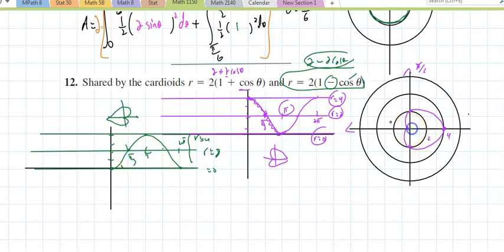At 0, I am at 0. It increases. By the time I hit pi over 2, I am at 2. There's pi over 2 and there's 2. It keeps on increasing. By the time I hit pi, I am at 4. There's pi, 2, 4. And by symmetry, I could get the bottom part of the graph, and there it is. And we want to find the area that's shaded by both.